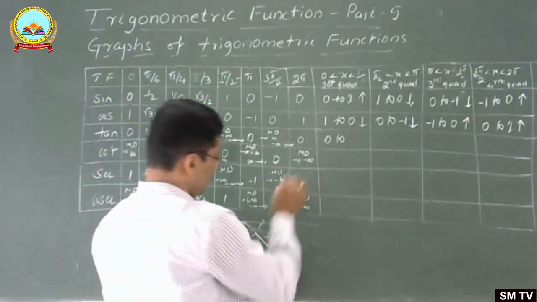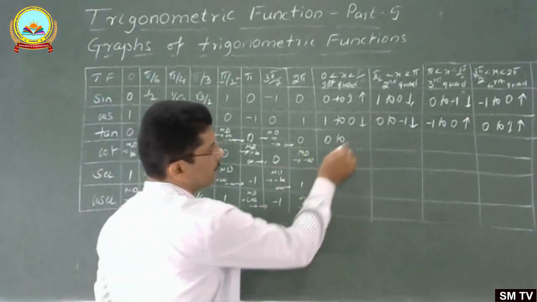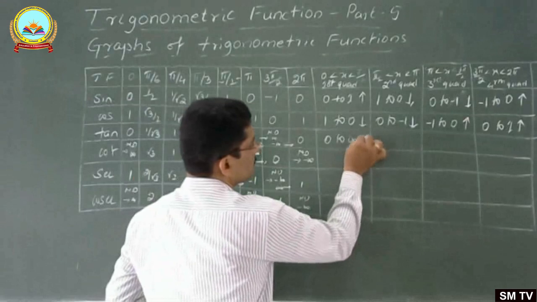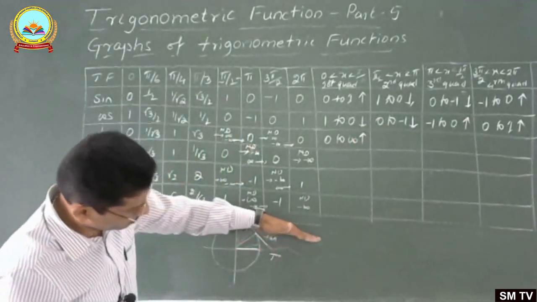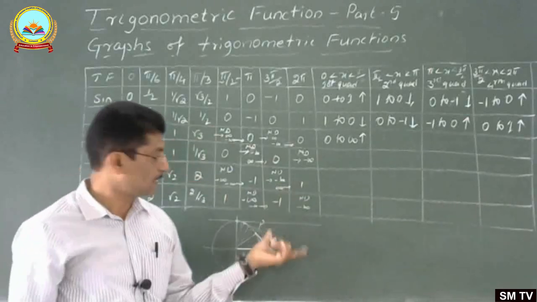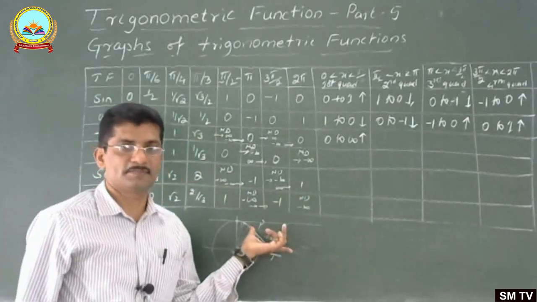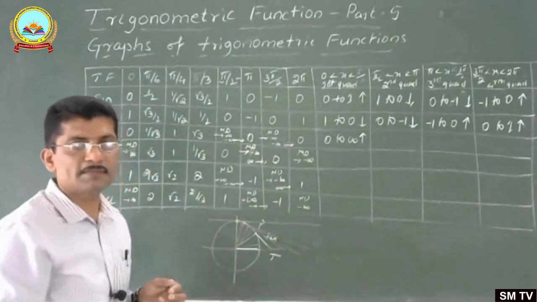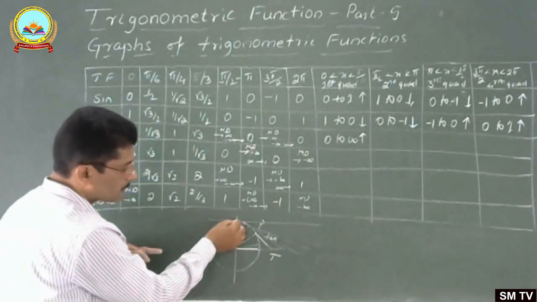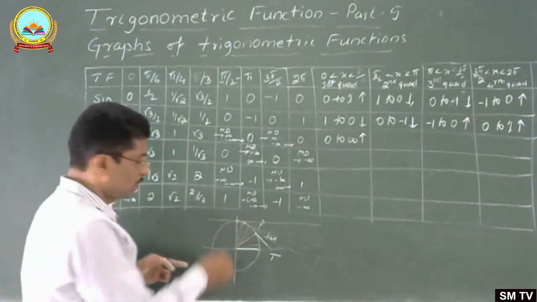Therefore, you can say that there are positive values in the first quadrant, from 0 to infinity. It is always increasing, with values starting from 0 going to infinity, the length of this tangent. Is it clear? It comes to the second quadrant. After passing through pi by 2, it comes to here.